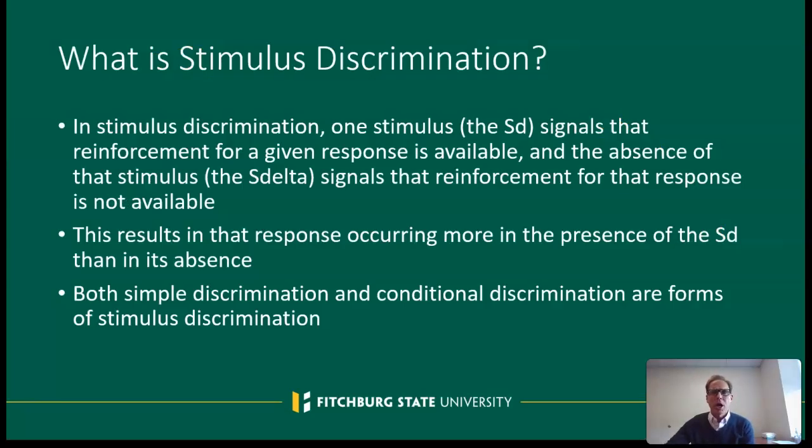So first it's important to talk about what is stimulus discrimination. In stimulus discrimination, one stimulus, referred to as the SD, or discriminative stimulus, signals that reinforcement for a given response is available, and the absence of that stimulus, referred to as the S delta, signals that reinforcement for that response is not available. This results in that response occurring more in the presence of the SD than in its absence. And both simple discrimination and conditional discrimination are forms of stimulus discrimination.